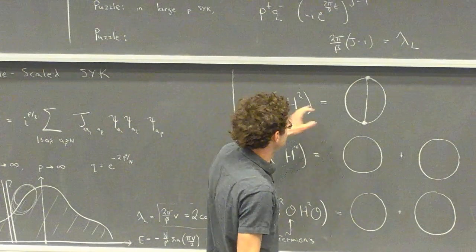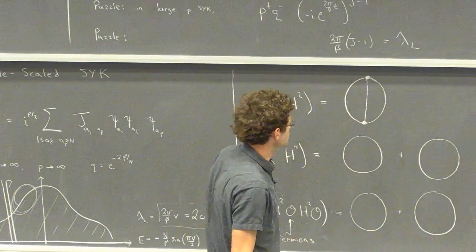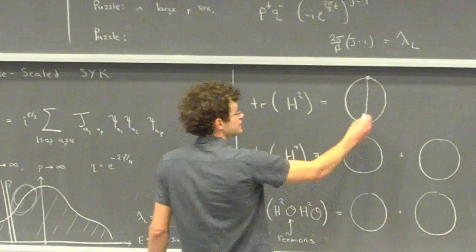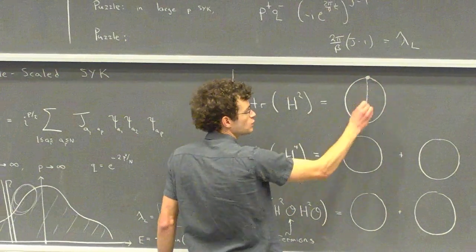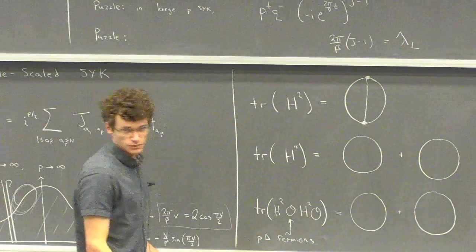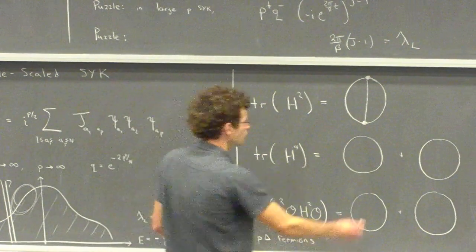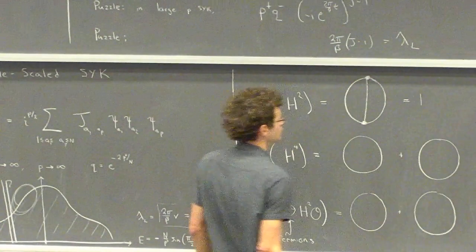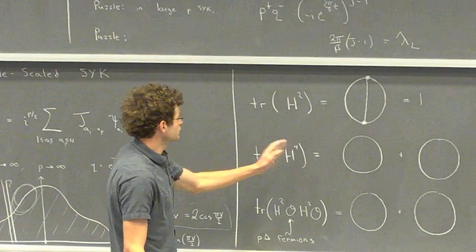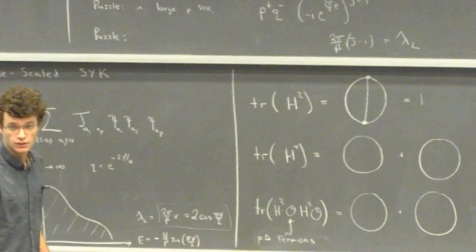So we can imagine integrating over J and connecting these things with lines for the Wick contractions of the J indices. So that Wick contraction sets the indices of the fermions here equal to the indices of the fermions there. And then the trace just gives some constant, which I'm going to call 1, to distinguish it from something we'll see in a second.